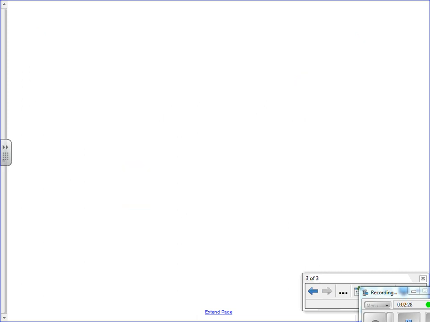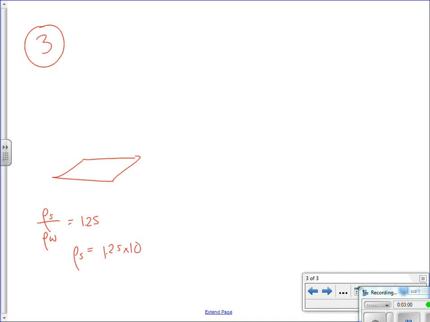Number 3. A flat piece of sheet metal. How deep is the lake? How deep is the lake is the question here. So we got this sheet of metal down here, and specific gravity. We all know what that means. Specific gravity is rho of the salt water to rho of water is 1.25. So that means that rho of salt water is 1.25 times 10 to the third.